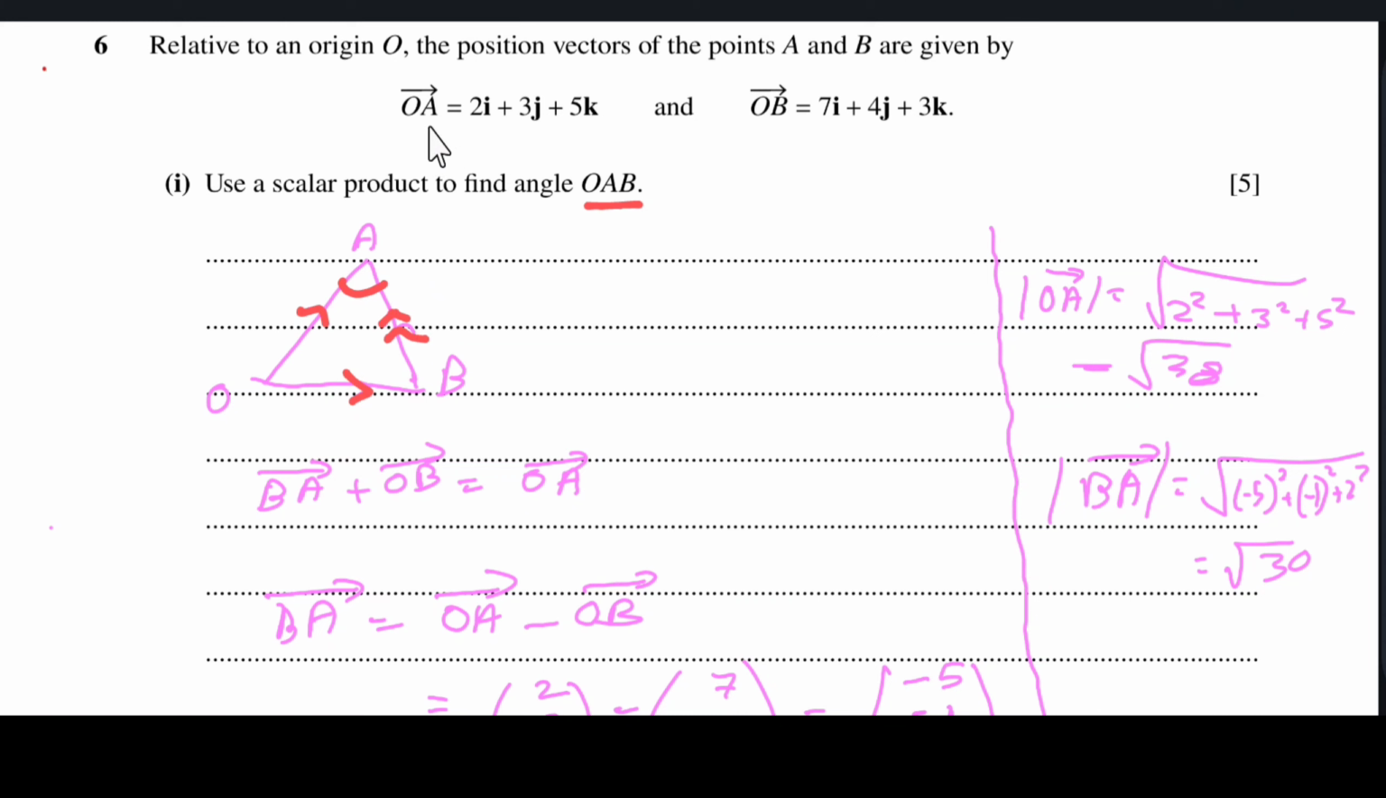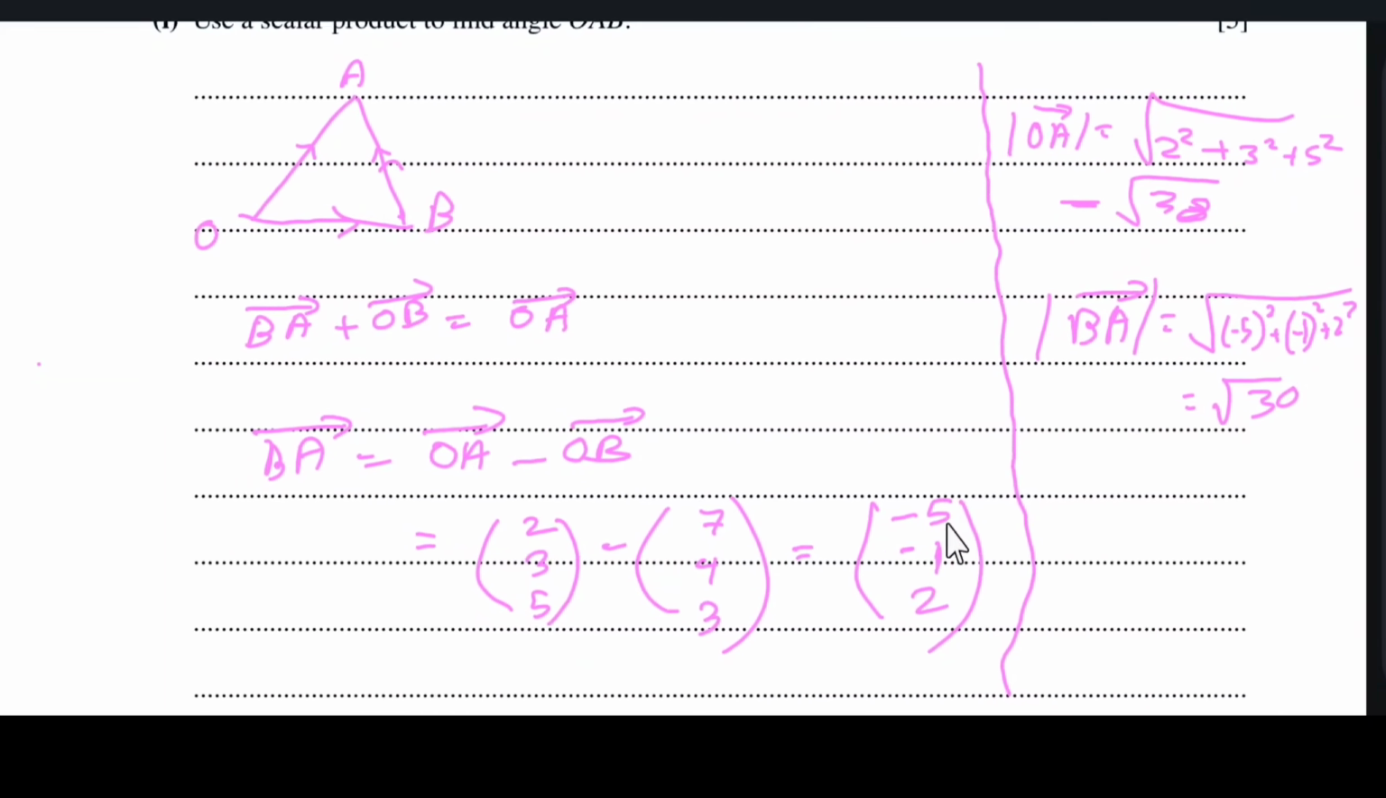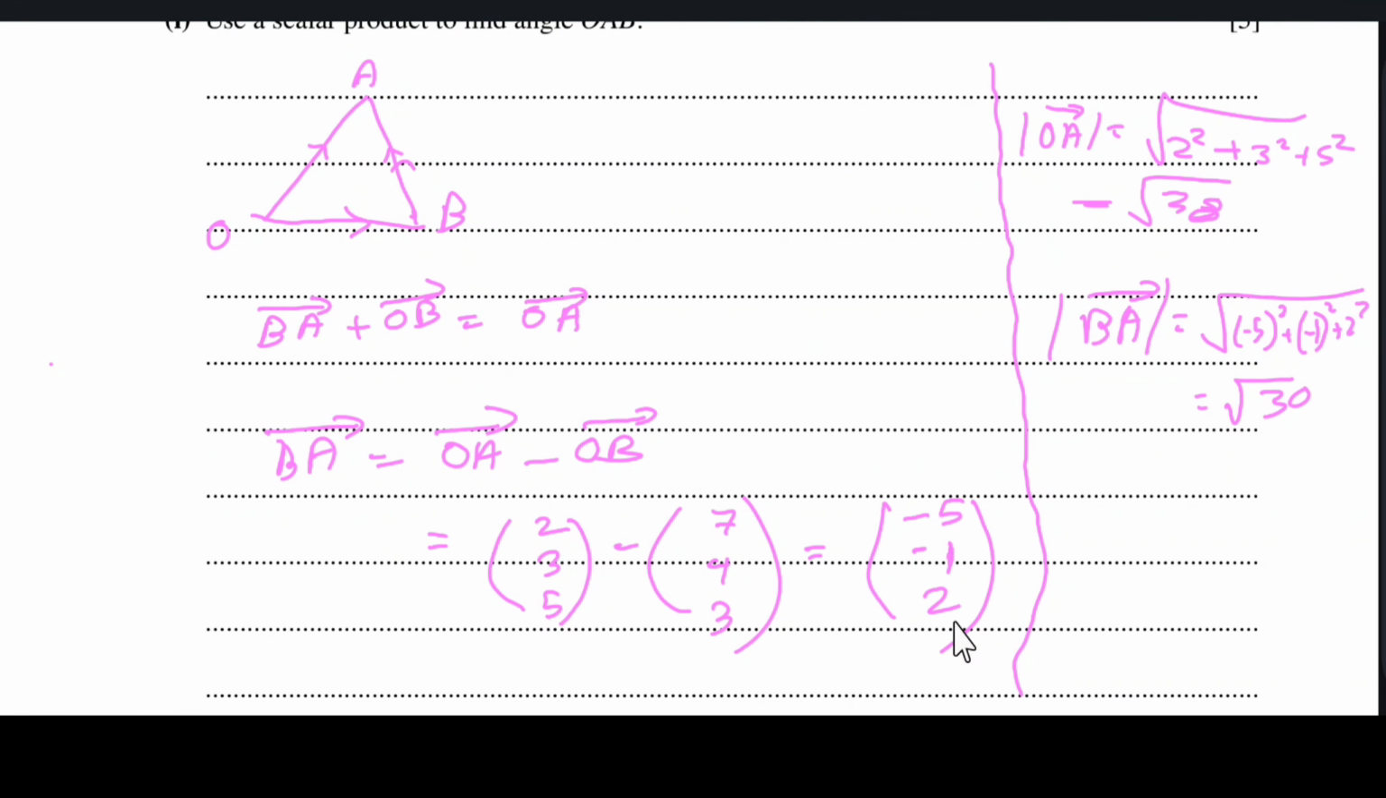Since we know OA and OB, OB plus BA is equal to OA. After solving, we get this length BA as -5, -1 and 2. We write this in vector form as -5i - 1j + 2k. If we write it as a column vector, this would be -5, -1 and 2. So this would be BA, that is this length.